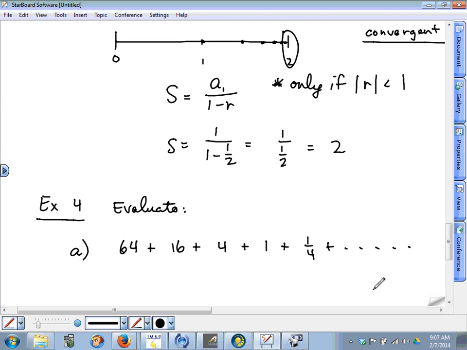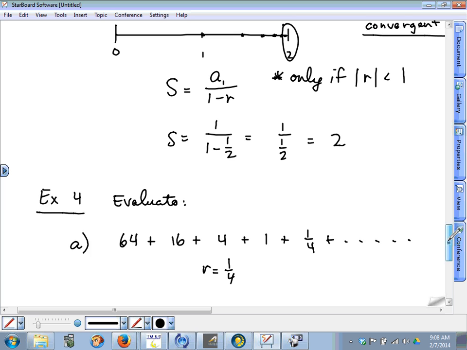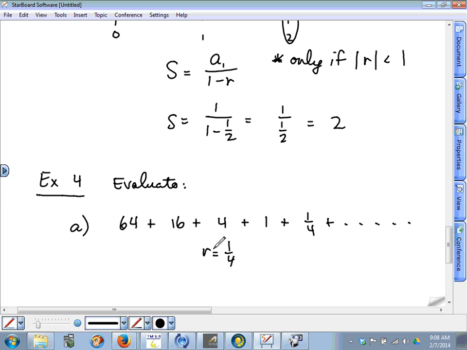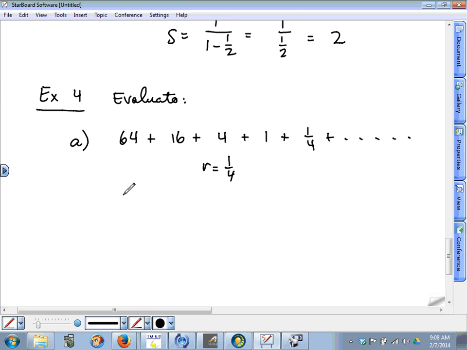Now, we first have to check that this truly is geometric. From term to term to term, are we multiplying by the same number every time? And is it a number that's less than 1? What are we multiplying by each time to get to the next term? 1/4. The common ratio r is equal to 1/4. So since the ratio is less than 1 and it's geometric, we can apply the infinite sum formula.